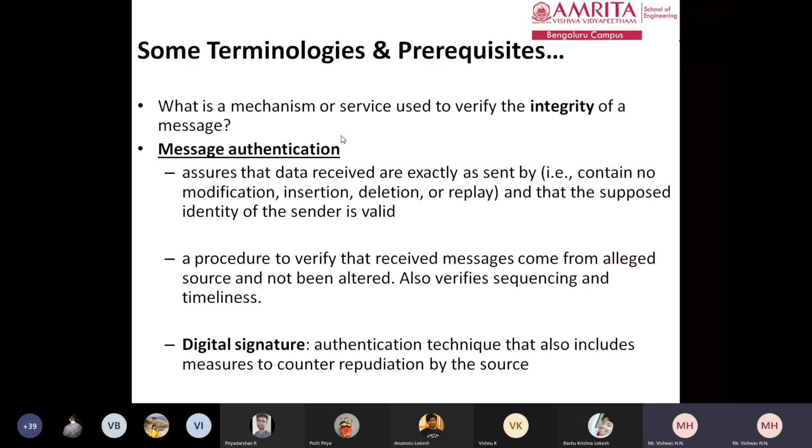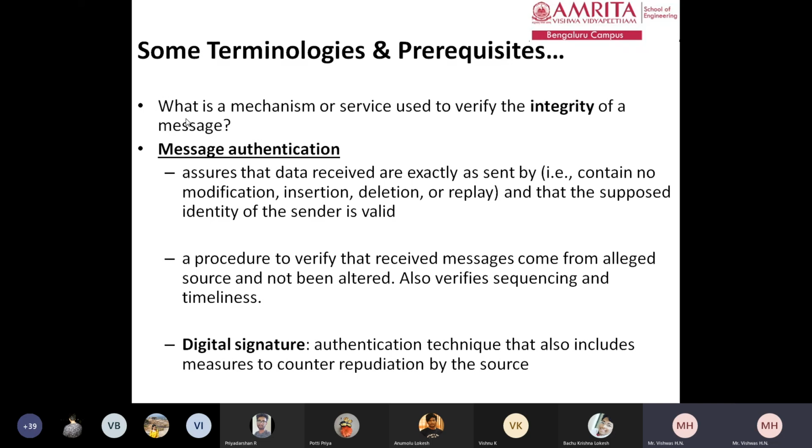Okay, some terminologies and prerequisites to understand the upcoming topics. So what is the mechanism or service used to verify the integrity of a message? Basically message authentication. It assures that data received are exactly as sent, and that the identity of the sender is valid. Say for example, you are logging into your mail ID, you have your username and password, you type your username and password, and you can log in. It contains no modification, insertion, deletion or replay.